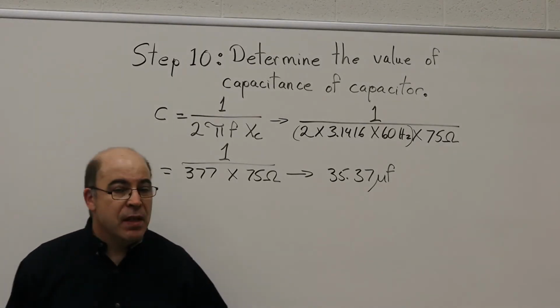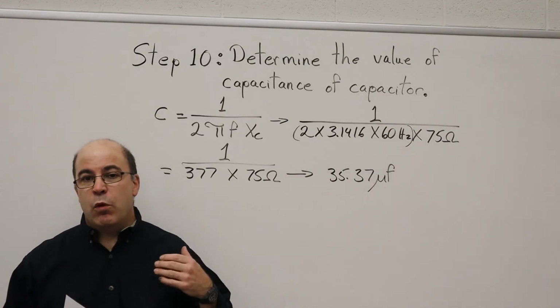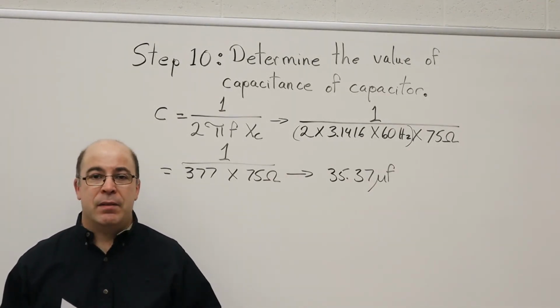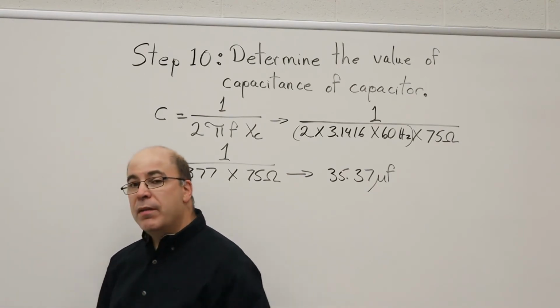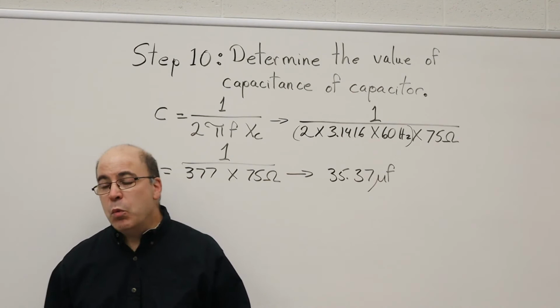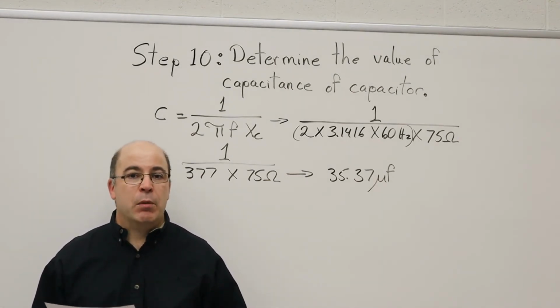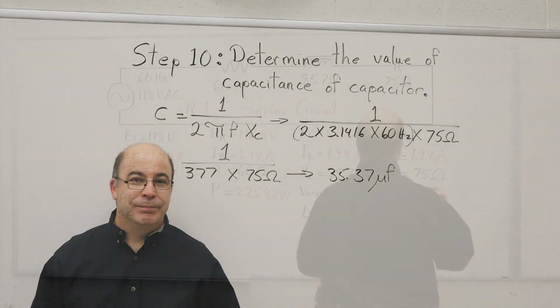Now, this sums up everything for the capacitor that is in our series circuit. I'm going to input all these values in the chart, and then we're going to start looking at the value of apparent power for the entire circuit.